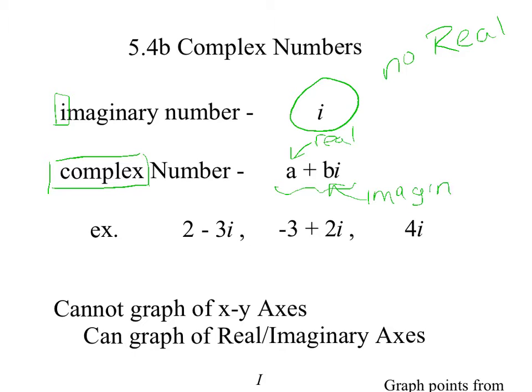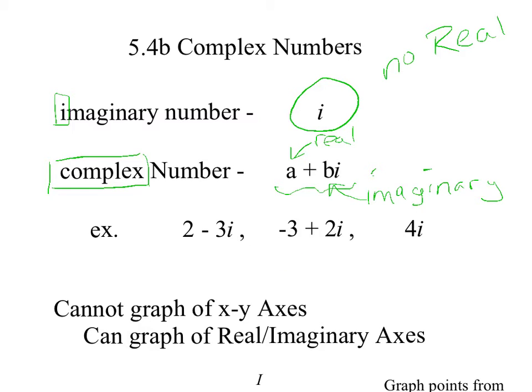Even though it looks like an addition, it's really just one number, a real part and imaginary part being added. So for example, we have 2 minus 3i, that's a complex number. We have negative 3 plus 2i, that's complex, and then we have just 4i, which is also complex. We can't put those together, just like if the i was an x, we can't add these together because the 3 doesn't have an i on it.